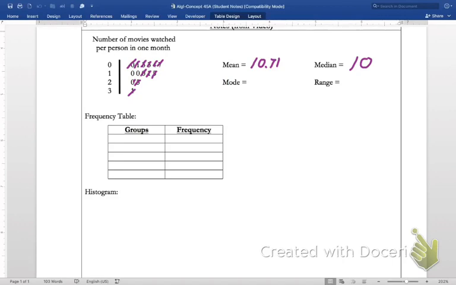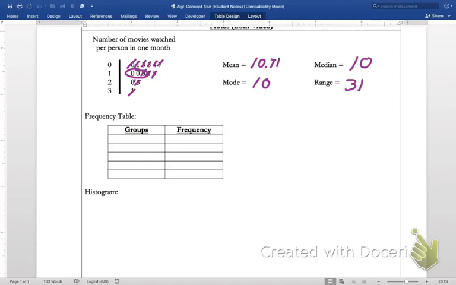Now the mode is the number that appears the most often. And there are 3 zeros next to that 1, so the mode is also 10. Now to calculate the range, we would take the highest number, which is 31, and subtract the smallest number, which is 0. So 31 minus 0 is 31. And that's how we can calculate the mean, the median, the mode, and the range from a stem and leaf plot.